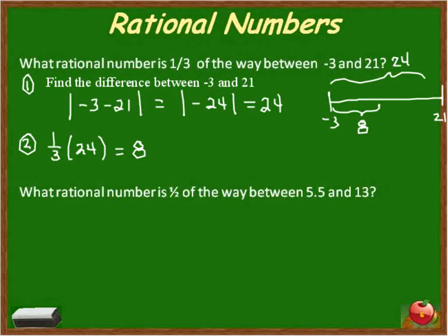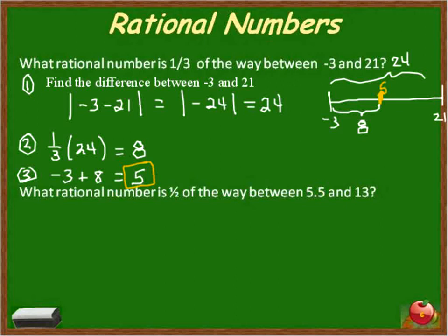Now what we need to do, though, is actually find what number that is. So to find that number on the number line, I'm going to take -3 plus 8. And that gives me 5. So 5 is the actual number. 5 is the number that is 1/3 of the way between -3 and 21.